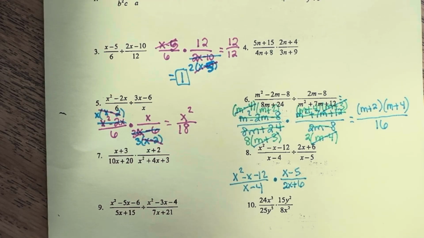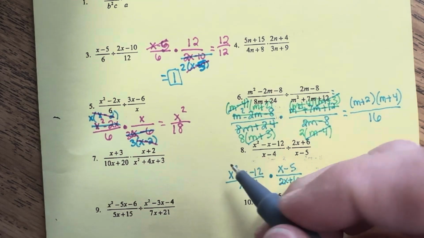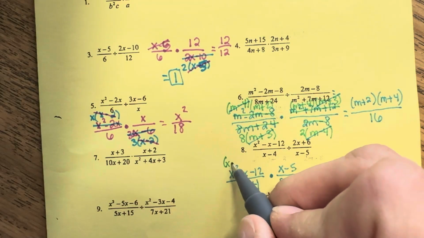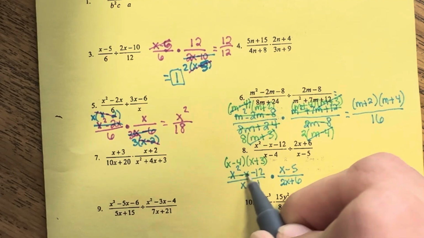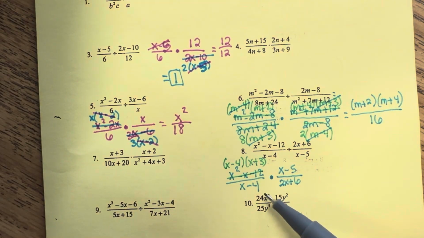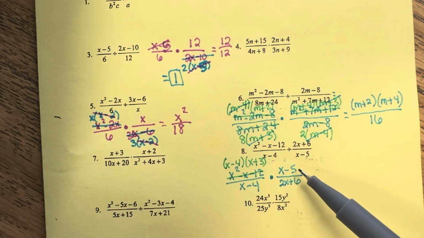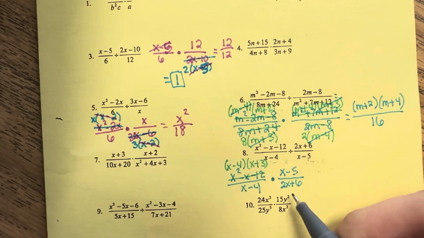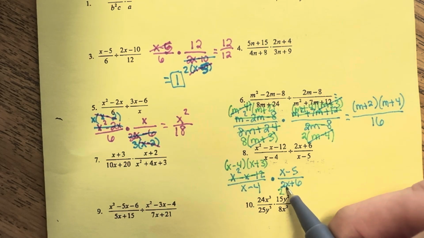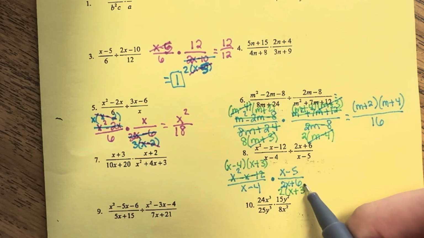And then again, we want to factor. So first one, we've got x squared minus x minus 12. Type it in Desmos and do the opposite, do the x game, whatever you want to do. You'll end up with x minus 4, x plus 3. And then the x minus 4, that's as simple as it can be. X minus 5, that's as simple as it can be. But then we have 2x plus 6. We could bring out a 2 and be x plus 3.